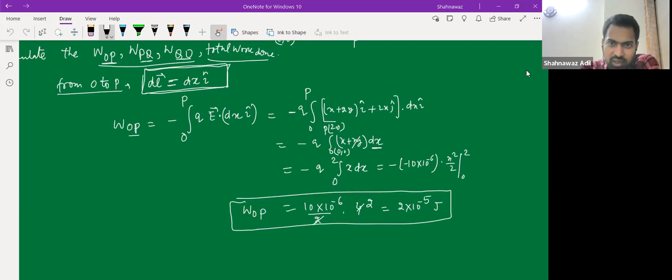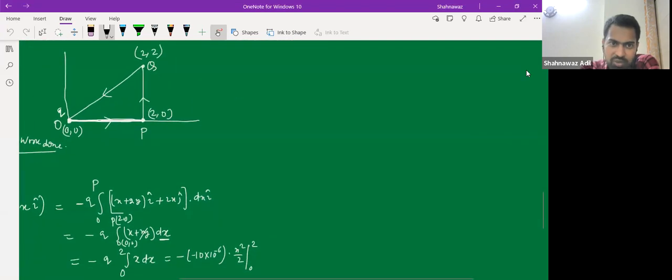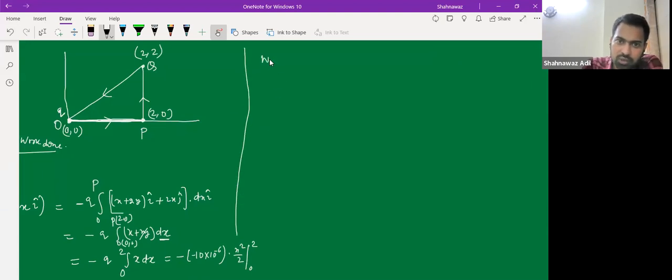Okay, so now let us calculate the work done in going from P to Q. So P to Q. This would be how much? Minus integral from P to Q of E dot dl. So you guys tell me that what would be dl in the case of this point? We are moving in one direction only.